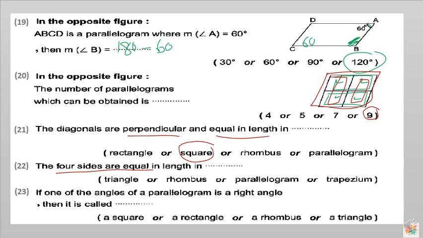مين اللي عنده الفور sides are equal in length؟ two shapes. مين ومين؟ السكوير، برافو عليك، ومين كمان؟ والرومبس. روح للتشوز وشوف مين فيهم يحقق الاجابه. قال لي يا مستر رومبس.